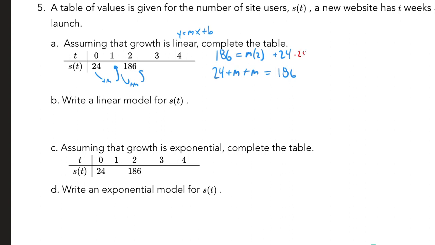So minus 24 from both sides. So I get 162 equals 2m, and divide by 2. So m is 81.